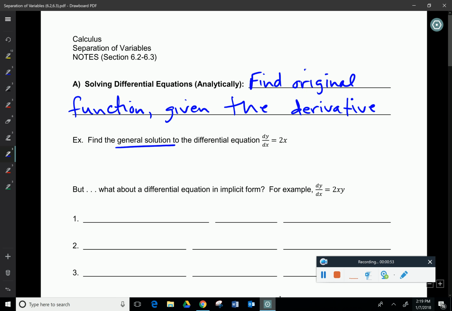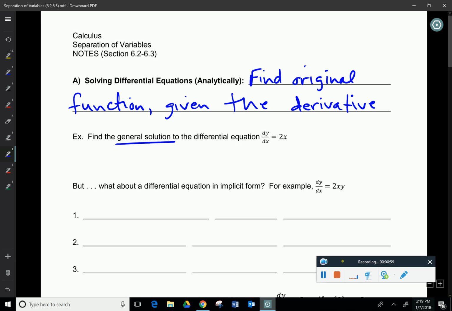So in this case, if the derivative is 2x, then the way we're kind of thinking of it is if we integrate the 2x, then we're going to get x squared, and we would write plus c. So that's the general solution.